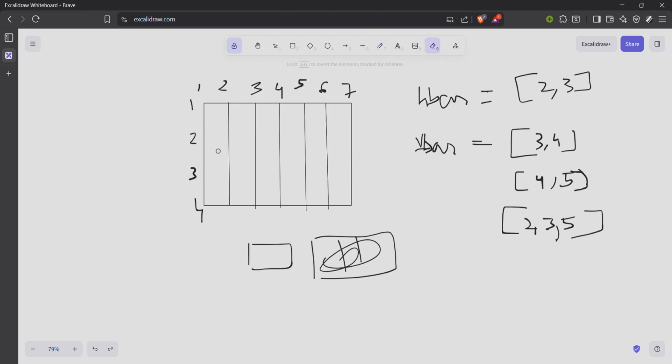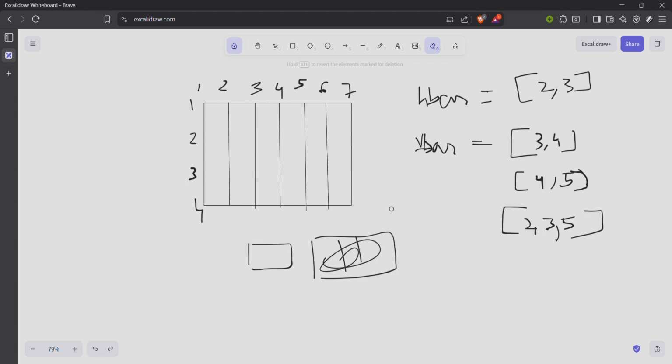Let me remove this one and this one. You are getting this 4 block, 4 square. And what if we remove this and this? Then again we are getting this 4 cross 4 square. And what if we remove this and this? We still get 4 cross 4 square.